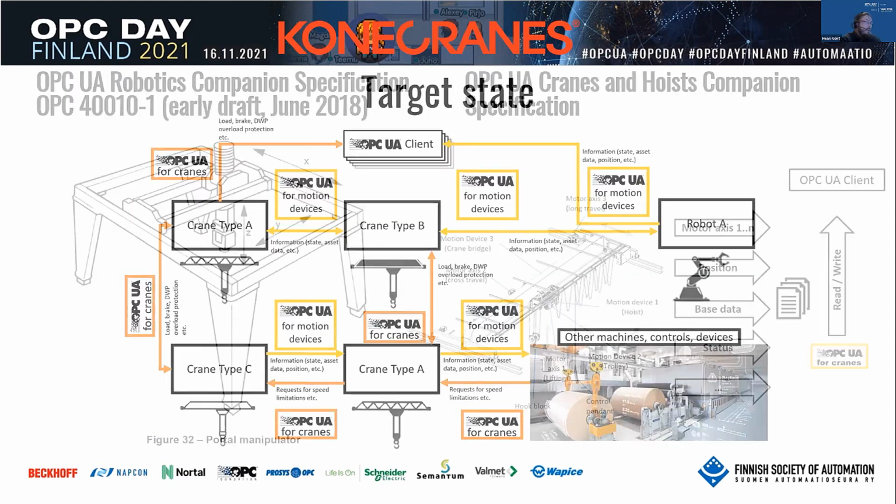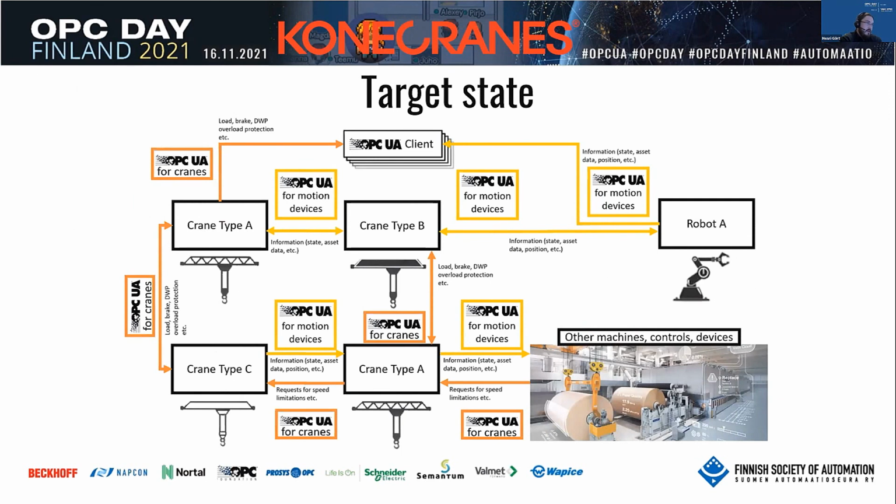Like I said, the target state is an advanced material flow, where cranes interact with, for example, paper machines, extruders, controls, robots, and devices in the same environment via OPC UA for cranes and OPC UA for robotics. So the basic motion device interoperability relies on the robotics CS, and for crane domain information such as tonnage, overload protection, speed limitations, and designed working period percentage, OPC UA for cranes expands the information model.